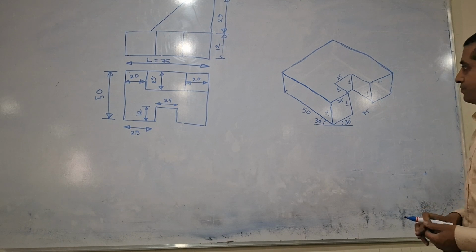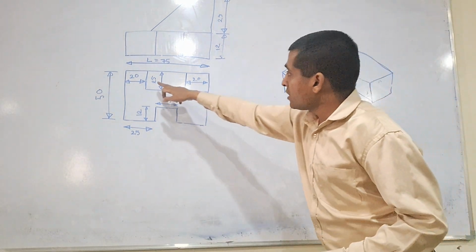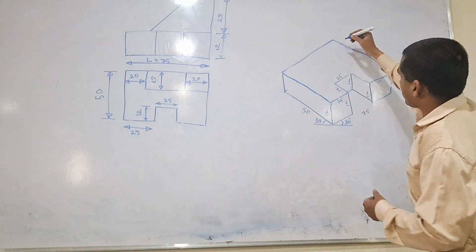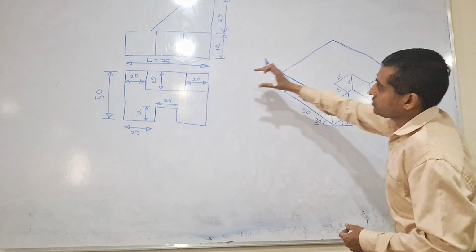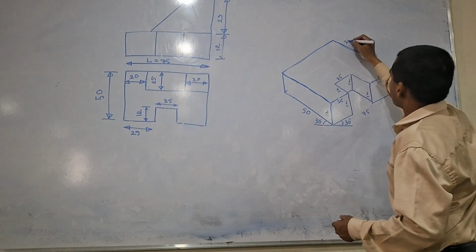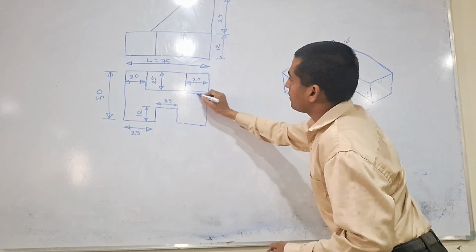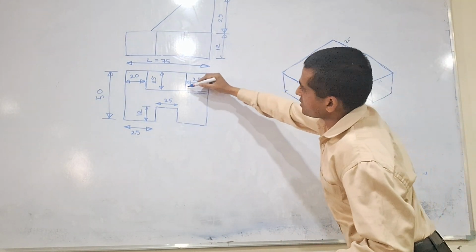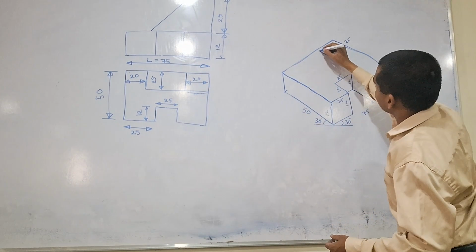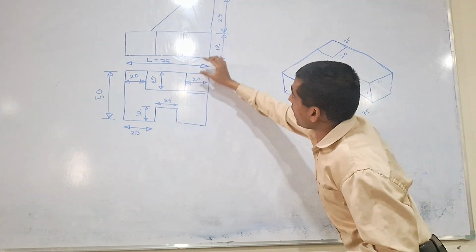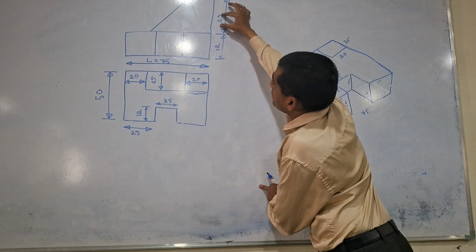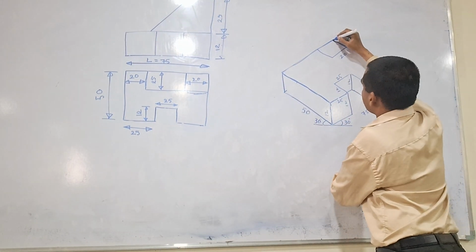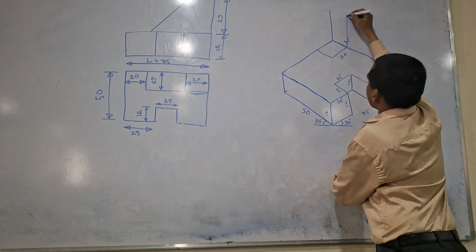Now see here, next, what is this length? 25 is given. So in this direction 25. Now what is this one? 20, in this direction 20. What is this one? 25. Now what is the height of this box here? It is mentioned, how much? 25. So I can construct the box with that height, 25.